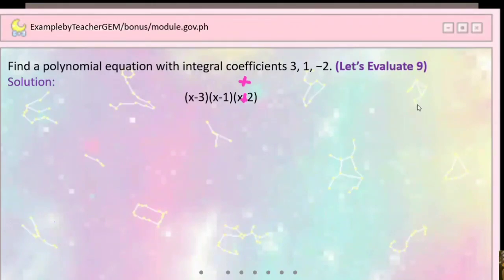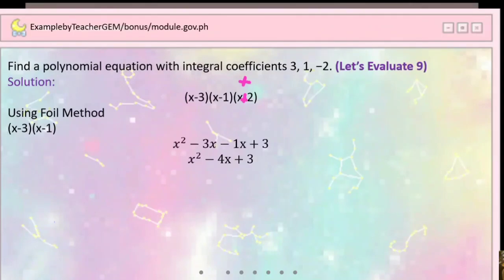Ayan. Using the FOIL method, the first term, outer term, inner term, and last term. So makakakuha tayo dito ng 2x raised to 2 minus 3x minus 1x, or x na lang yan, plus 3. So, combine like terms natin. Ano yung like terms natin dito? Si 3x minus 1x natin. So naging 4x siya plus 3.